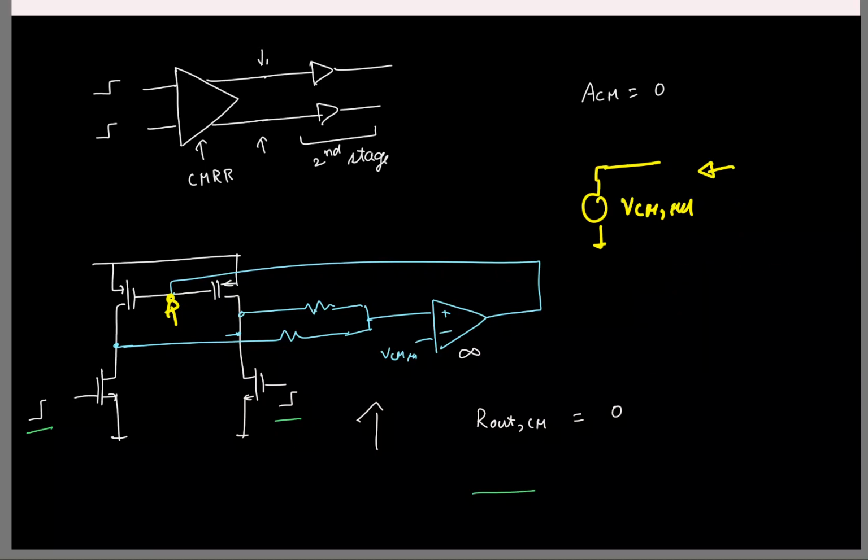Before applying the step, the output common mode was set to some VCM ref. Okay. Now I apply a step here. If the amplifier is infinitely fast, it will respond instantly and keep the value constant. But we know that the amplifier will have some finite omega u, and will have some capacitors.